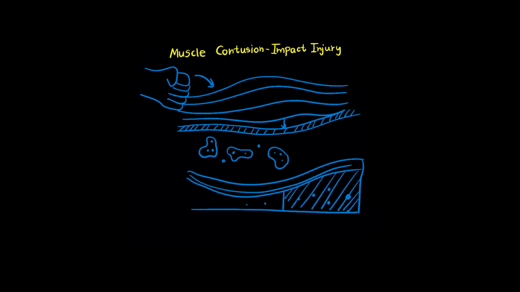This is distinctly different from a strain, where muscles are overstretched like a rubber band pulled too far, or a sprain affecting ligaments, or an avulsion where tissue tears away from bone. A contusion is pure impact injury, direct trauma crushing tissue.